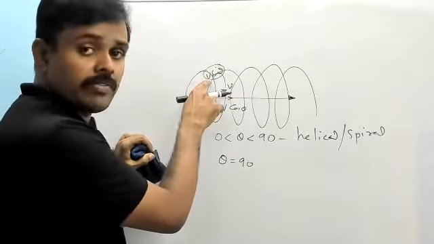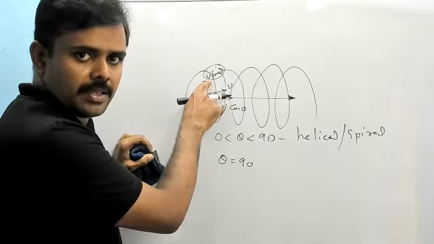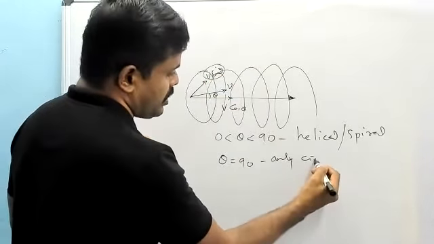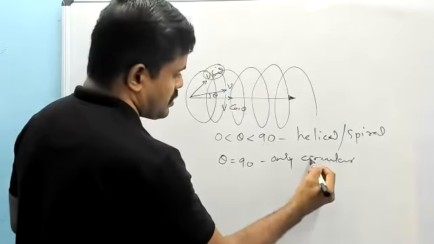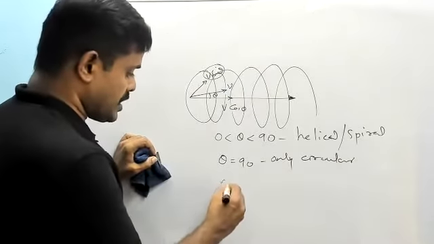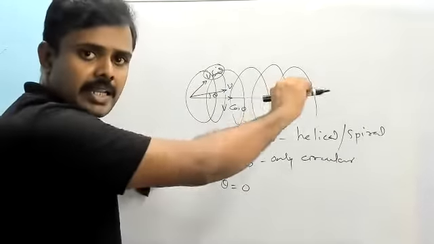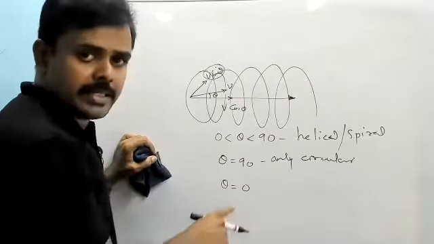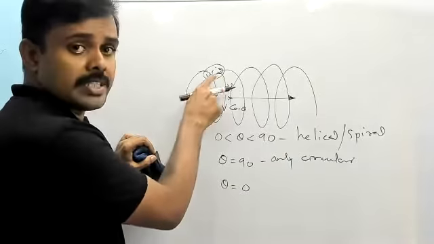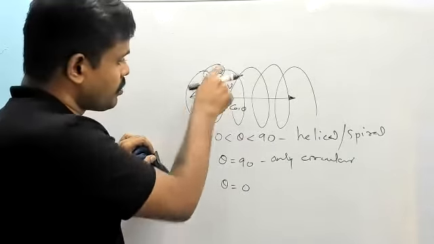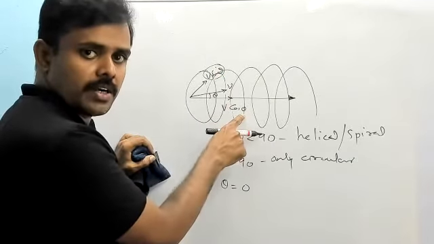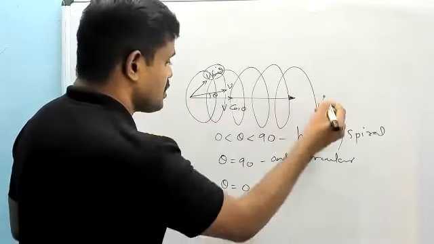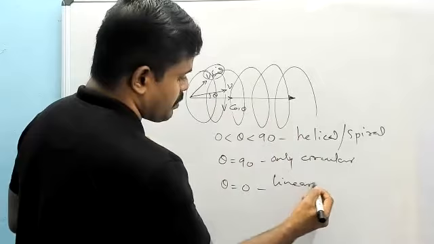This component alone will be there, V sin 90. That is V. So only this component, that is only circular motion, only circular paths. Then what if theta is equal to 0? The particle enters parallelly. Theta is 0, so V sin 0 is 0. This component won't be there. V cos 0 is 1, so V. That component alone will be there, which means the particle moves in linear paths.